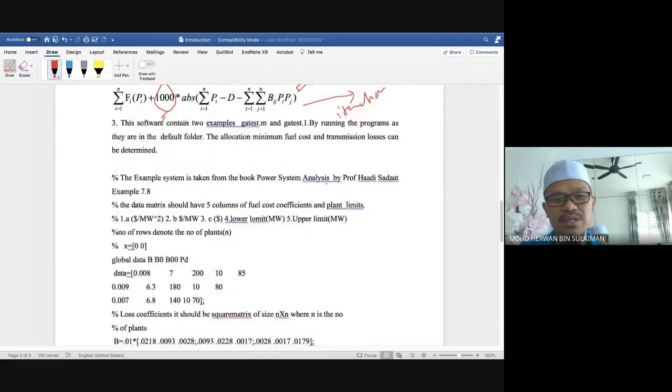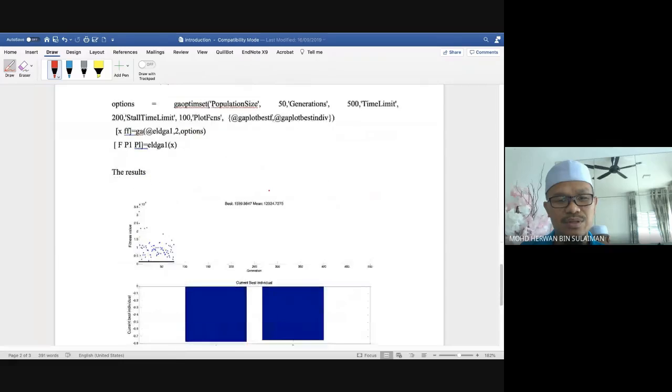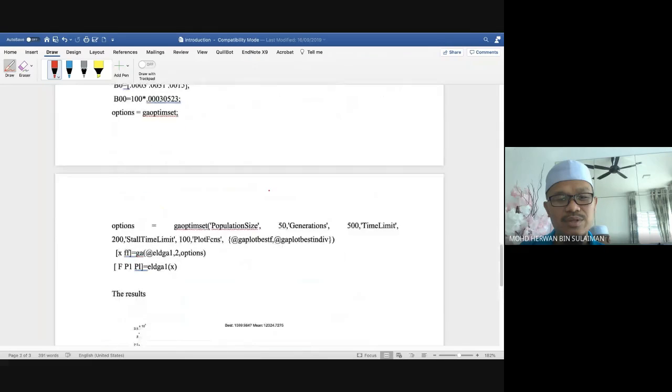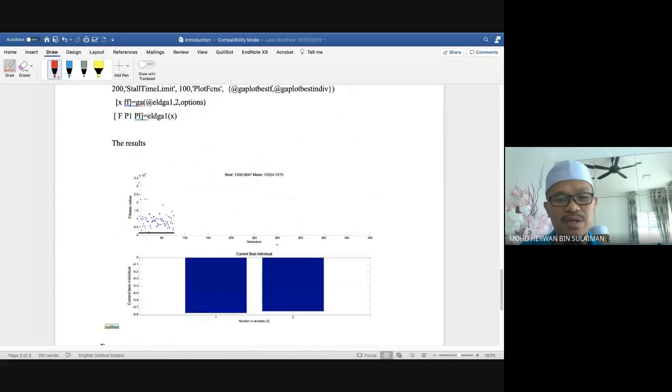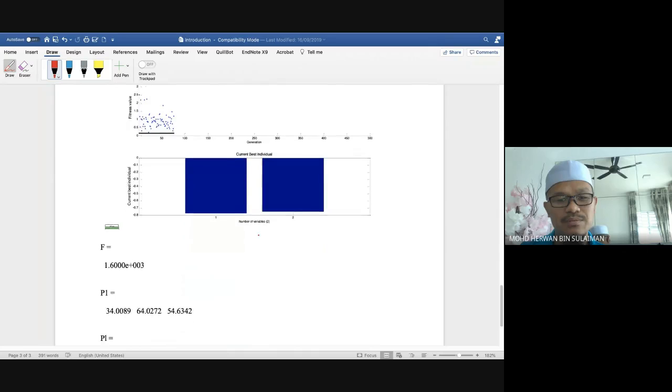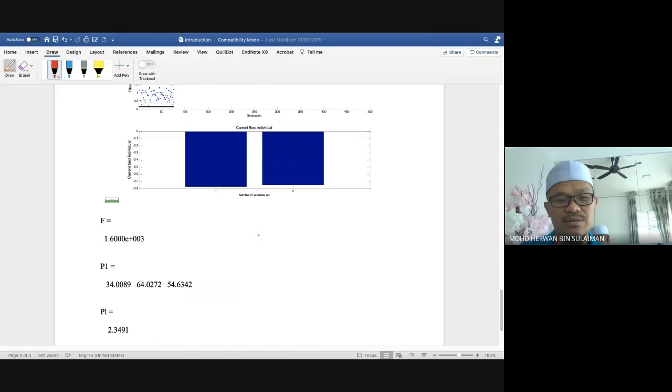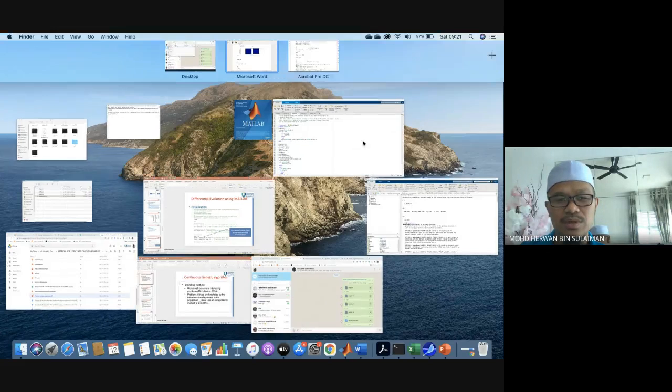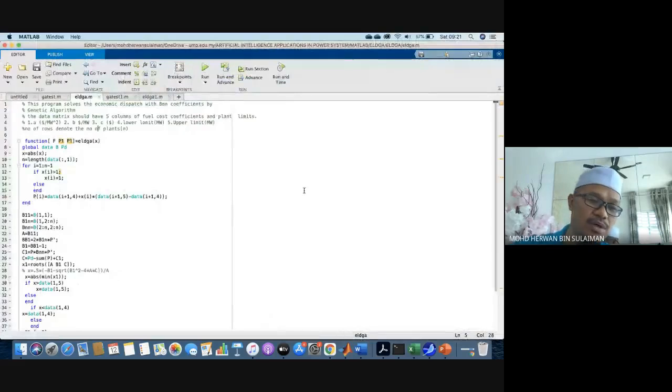So the example is taken from Hadith Sadat. As you can see, you can read this thing. And the beauty of it is that it can plot very smooth, very nice. It's nice plotting, and you can get the results there. So let's take a look. If you have MATLAB, you can run it together. Let's take a look at how he did this.